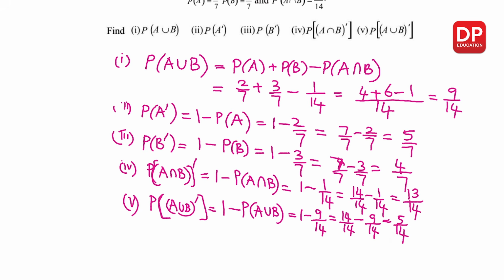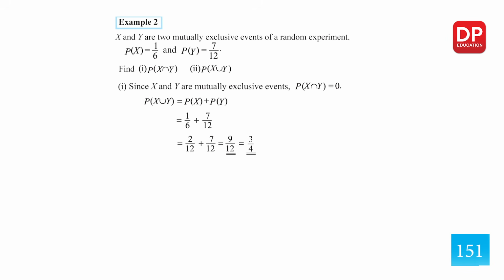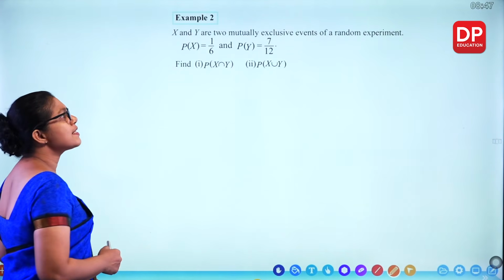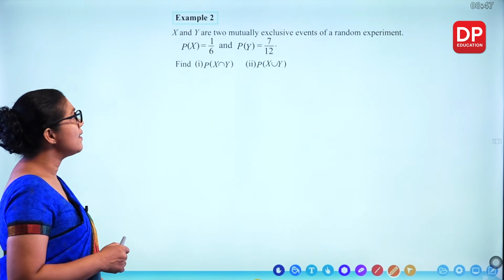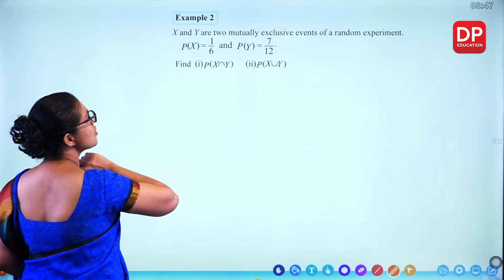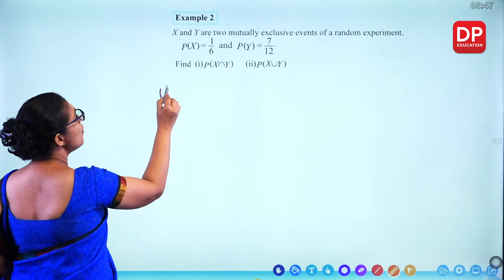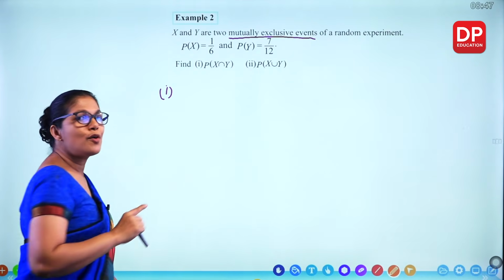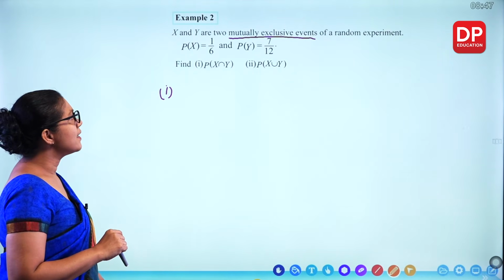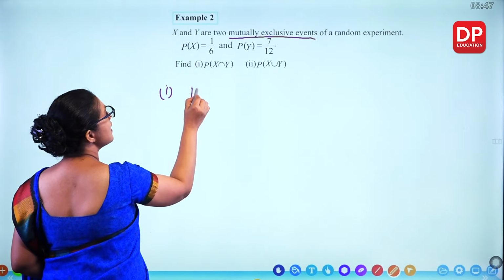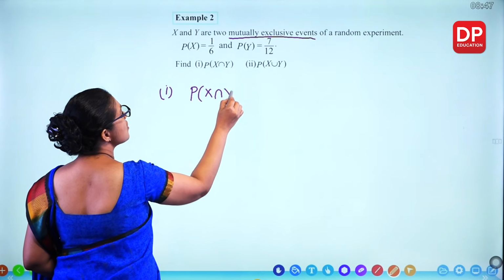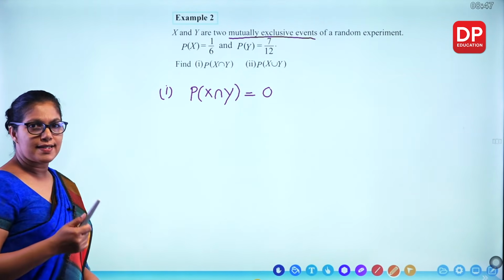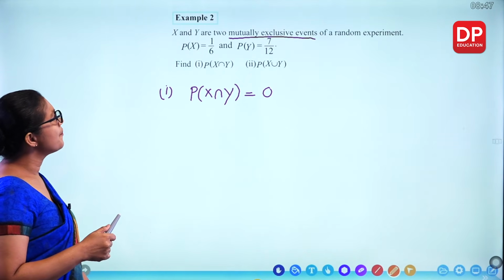Example number 2. X and Y are two mutually exclusive events of a random experiment. P(X) is 1 over 6 and P(Y) is 7 over 12. You are asked to find the intersection. We know that mutually exclusive means no elements in common. So what's the intersection then? X intersection Y is empty. The probability of X intersection Y is 0.